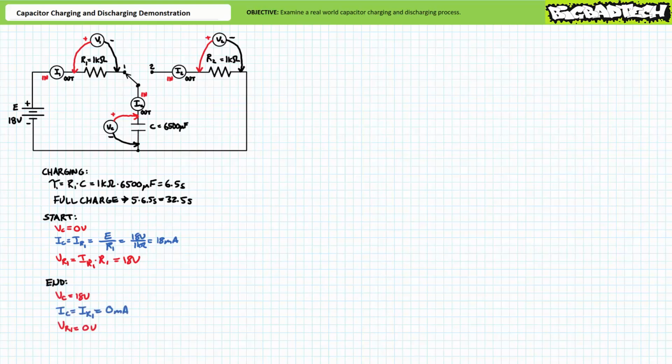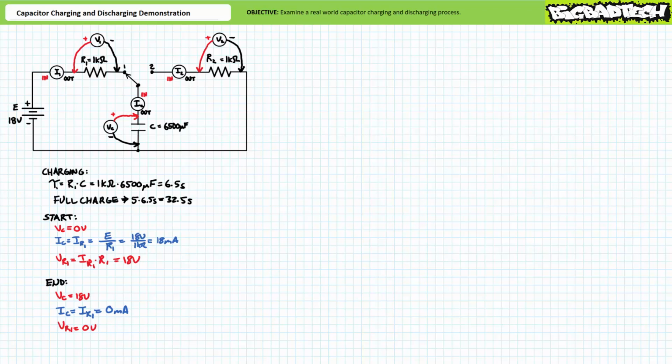After 5 time constants, or 32.5 seconds, the fully charged capacitor can be modeled as an open circuit. At t equals 32.5 seconds, current through both R1 and the capacitor will have ceased, and 18 volts will be dropped across the fully charged capacitor. At the end of the charge process, both I1 and IC will be equal to 0 amps, V1 will be 0 volts, and VC will be 18 volts. These are the endpoints for the charge process.